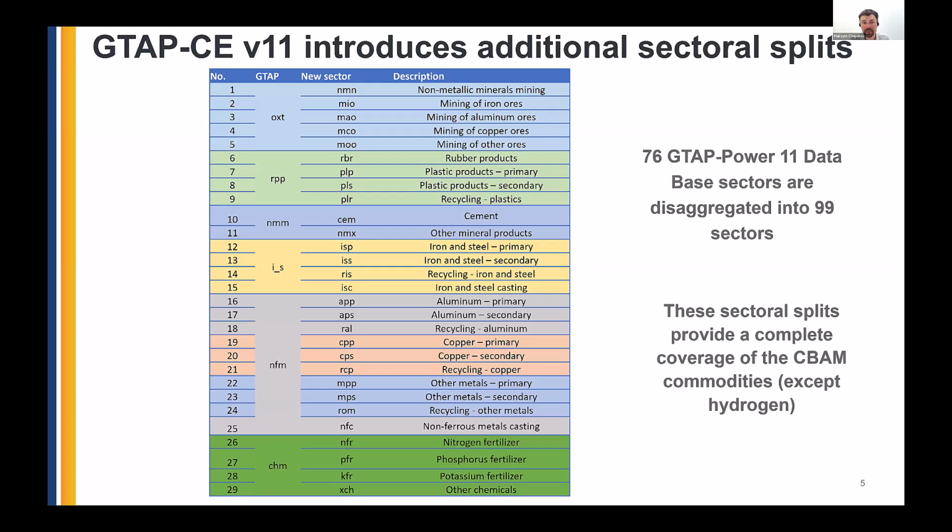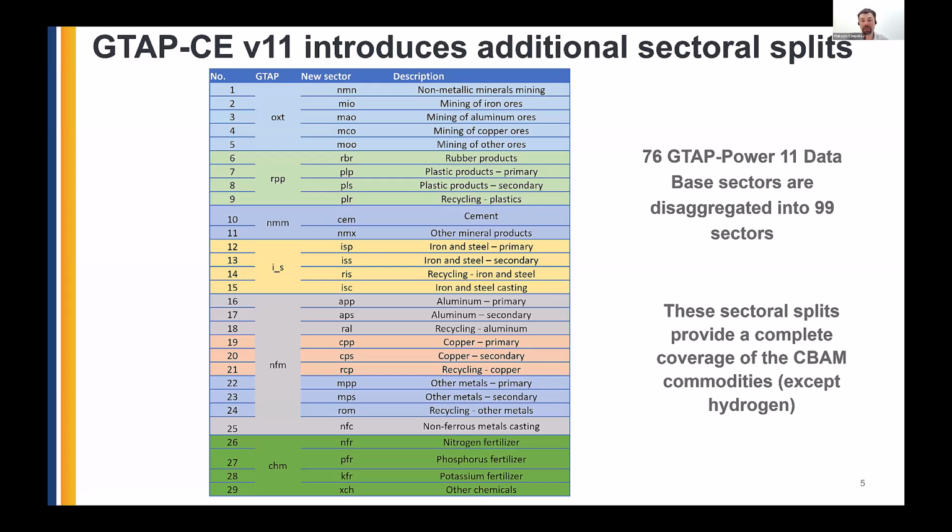So we started from the mining sector and split it, as the extraction sector in GTAP, into mining of non-metallic minerals, mining of iron ores, bauxite ores, copper ores, and other ores. Then the rubber and plastic sector has been split first into rubber products, and then the plastic has been split into primary plastic production, secondary plastic production, and plastic recycling. Now, the split into primary, secondary, and recycling, as you see, is typical for a number of sectors. So let me explain a bit better what it means and how we have implemented the split.